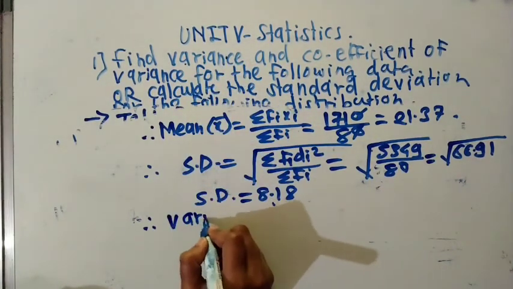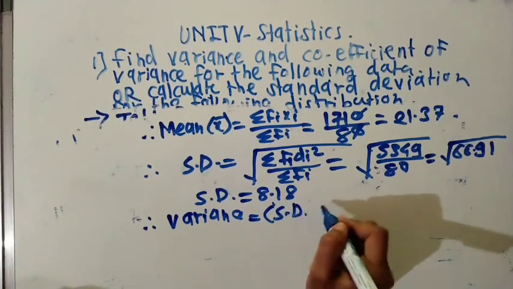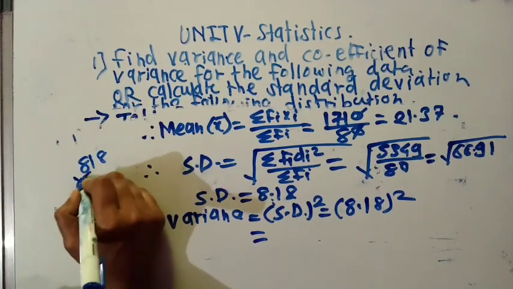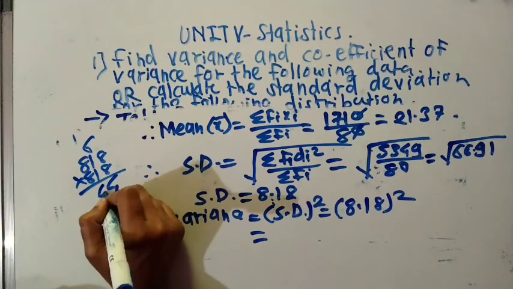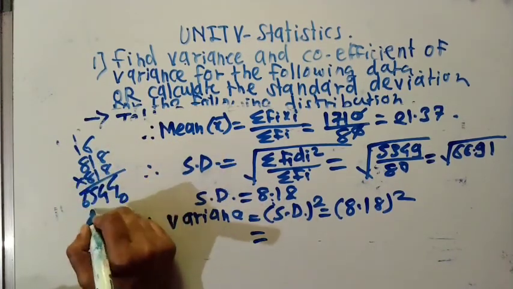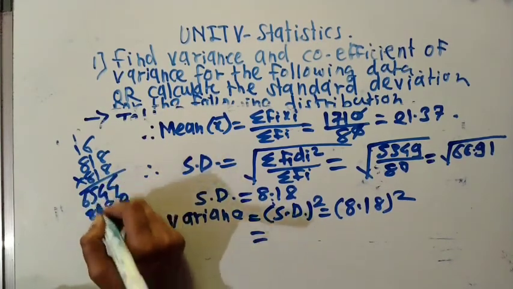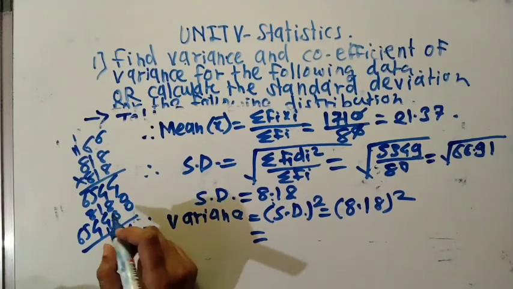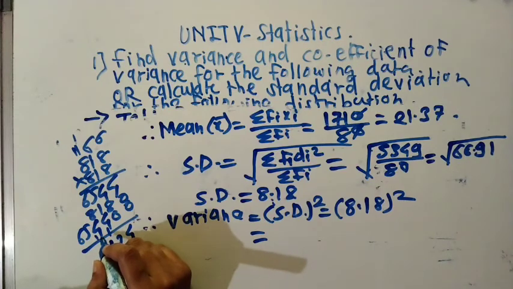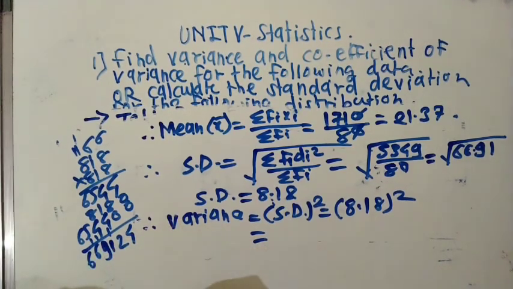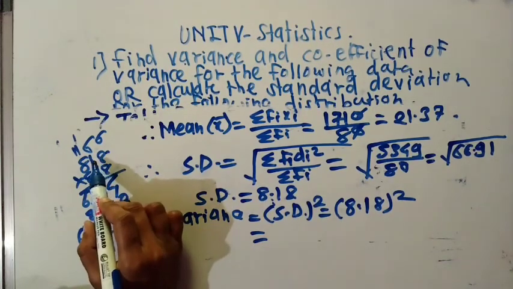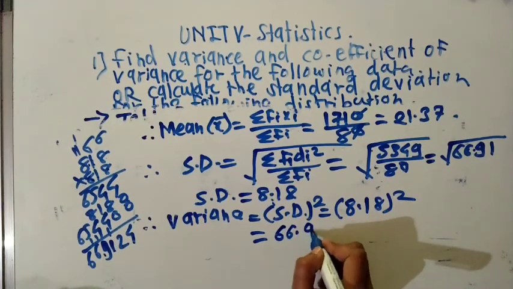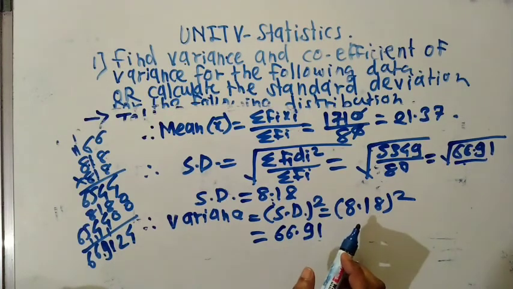Now find out variance. Variance is equal to standard deviation square, which means 8.18 square, which means 8.18 into 8.18. So the variance is 66.91.